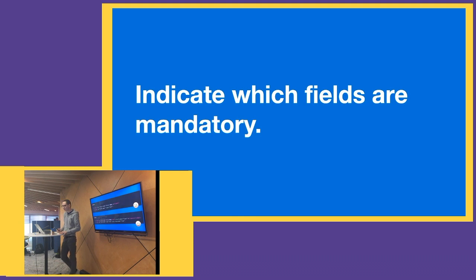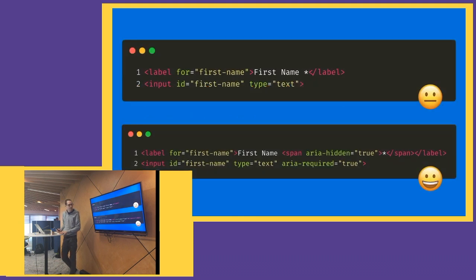Mandatory fields. The normal way to indicate these is with an asterisk. It's not particularly pretty, but it's well understood. If you're using a screen reader, you will hear something like first name asterisk, first name star. Those users will know what that means typically because they're used to hearing it. But we can do better. It's not particularly nice. So the one at the bottom, I've improved slightly.